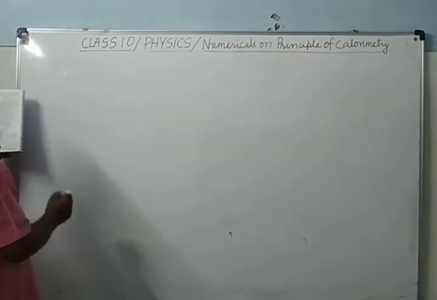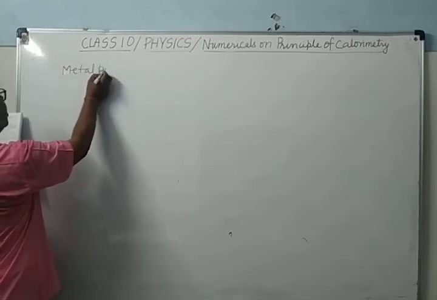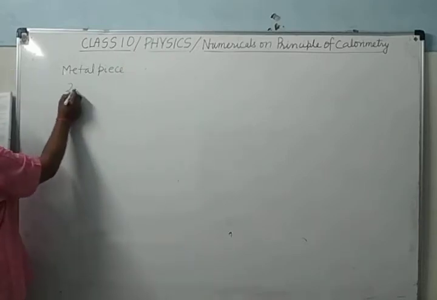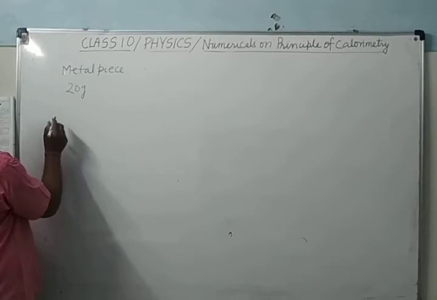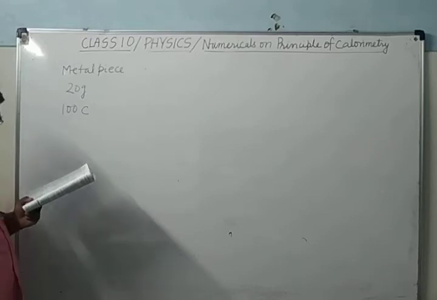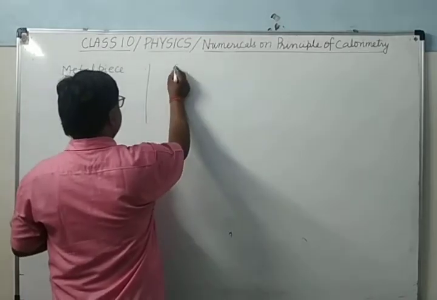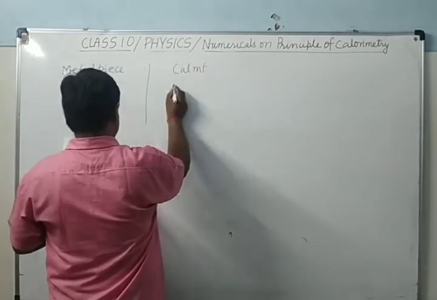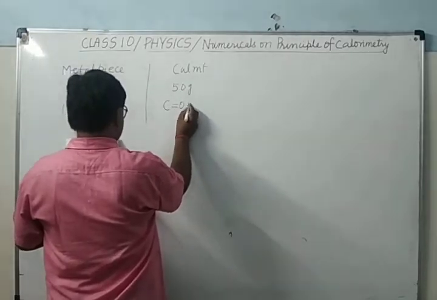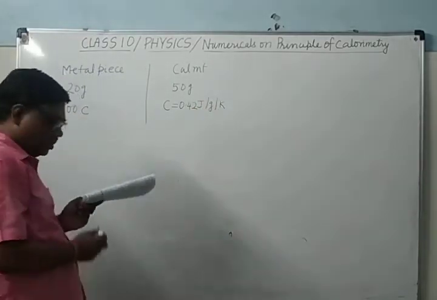A metal piece of mass 20 gram. Its mass is given as 20 gram. It is heated to a constant temperature of 100 degrees Celsius, which means it is heated up to 100 degrees Celsius. Then it is added in a calorimeter of mass 50 gram. The SHC is given as 0.42 joule per gram per Kelvin. SHC is given this. It's clear.